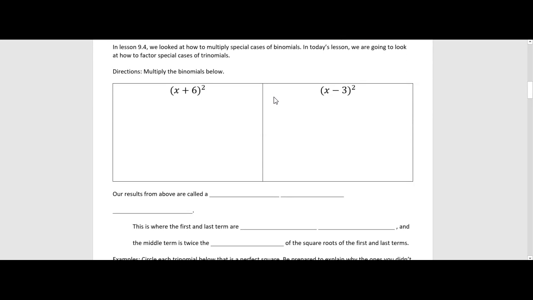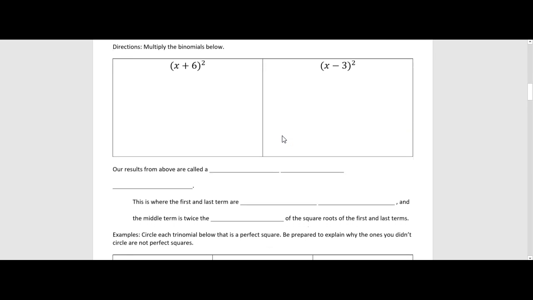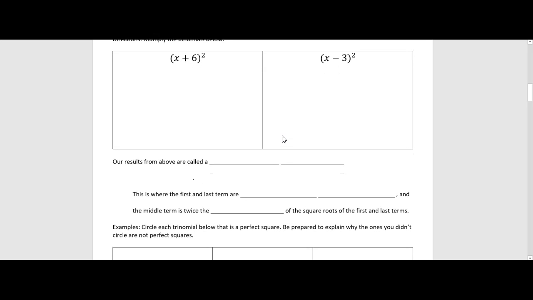Okay, so let's skip down here. It says in lesson 9.4, we looked at how to multiply special cases of binomials. In today's lesson, we're going to look at how to factor special cases of trinomials. And we're actually going to factor some binomials as well, but we'll get there later. So first thing to do is multiply these binomials out.